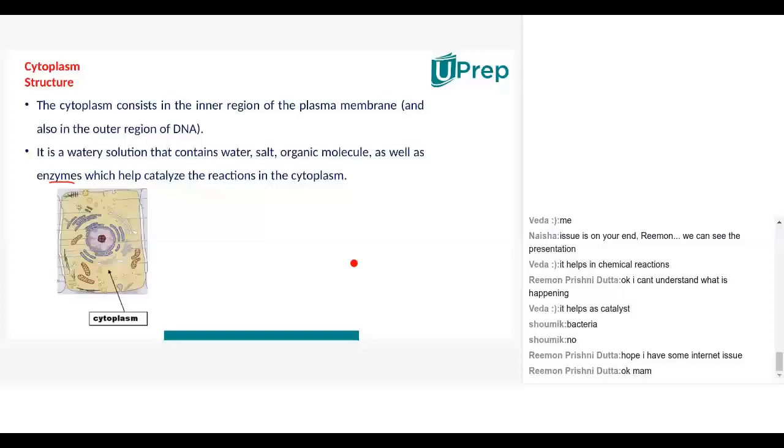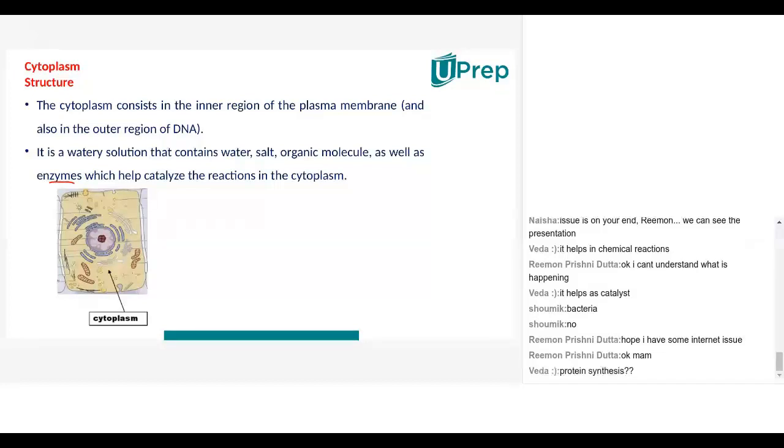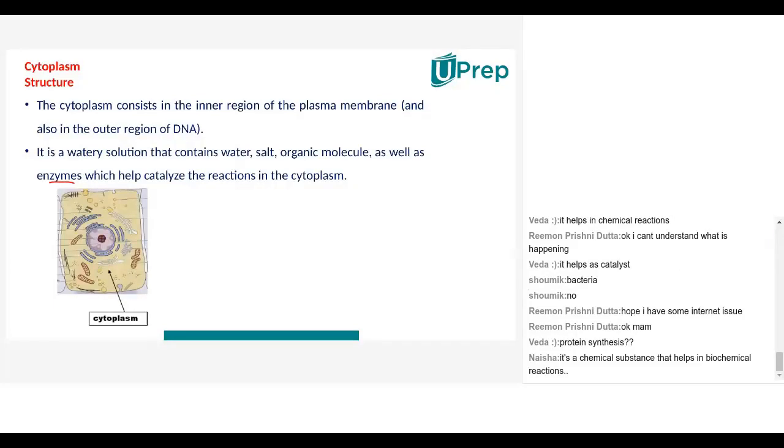Yes, I asked what does enzyme do? You're saying it acts as catalyst and helps in chemical reaction. Other than that. Protein synthesis. Okay. Chemical substance that helps in biochemical reactions. Good, Naisha, good. You are telling its function. I'm asking what is it? Protein synthesis. Again, you are telling the function. I'm asking what is enzyme?